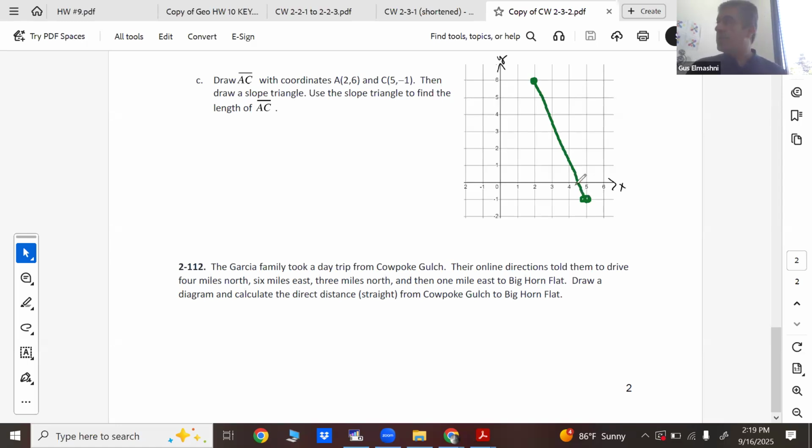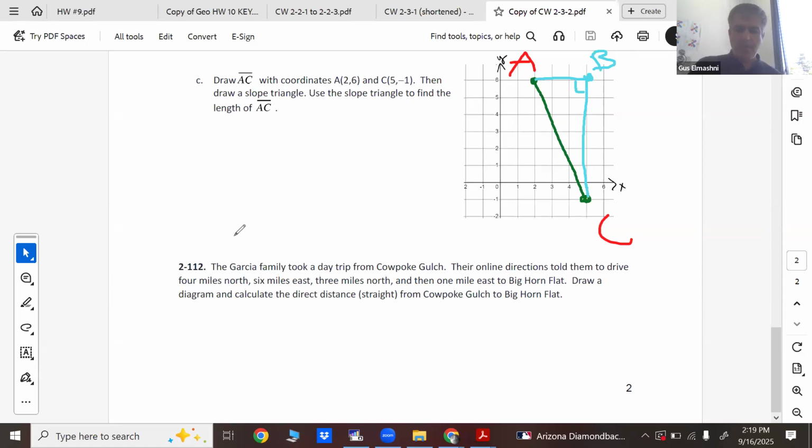Without realizing, you're actually using the distance formula for part C. Here's A. Here's C. So you gotta find the length. We'll call this B. So you should be able to find the length of AC from that.